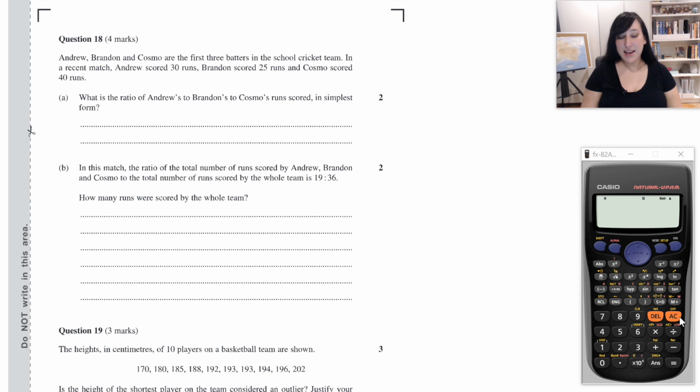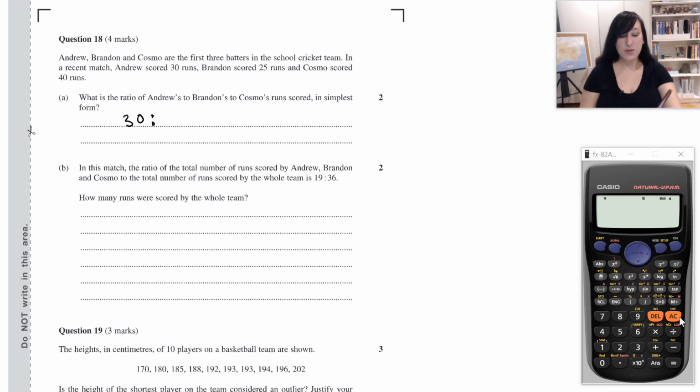Question 18 says, Andrew, Brandon, and Cosmo are the first 3 batters in the school cricket team. In a recent match, Andrew scored 30 runs, Brandon scored 25 runs, and Cosmo scored 40 runs. Part A of this question says, what is the ratio of Andrew's to Brandon's to Cosmo's runs scored in simplest form? So we're going to put these into a ratio, starting with Andrew, which is 30.